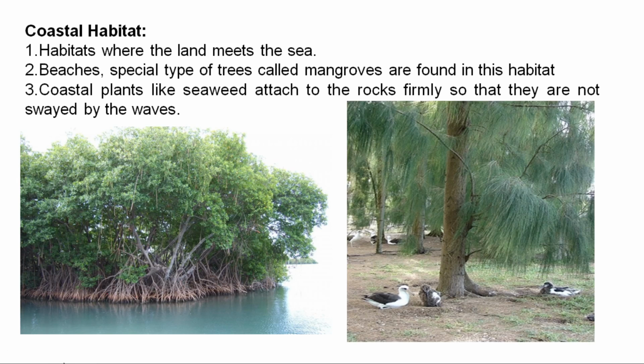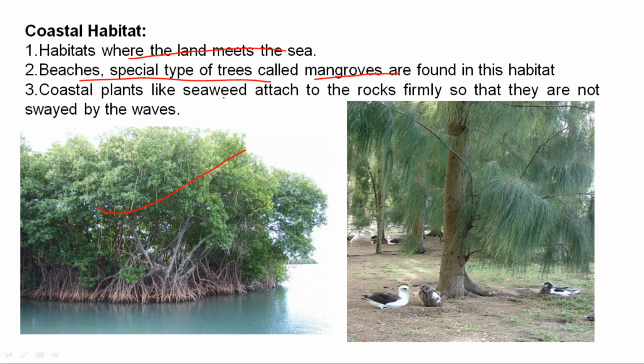Next, you go to coastal habitat. Coastal habitat means a habitat present in a coastal area, near the sea. It is where land meets the sea, such as beaches. Special types of trees called mangroves are found in these habitats. This is a mangrove. Trees like the Sundari plant are found near the Bay of Bengal area. That is also one type of mangrove, found in coastal areas.